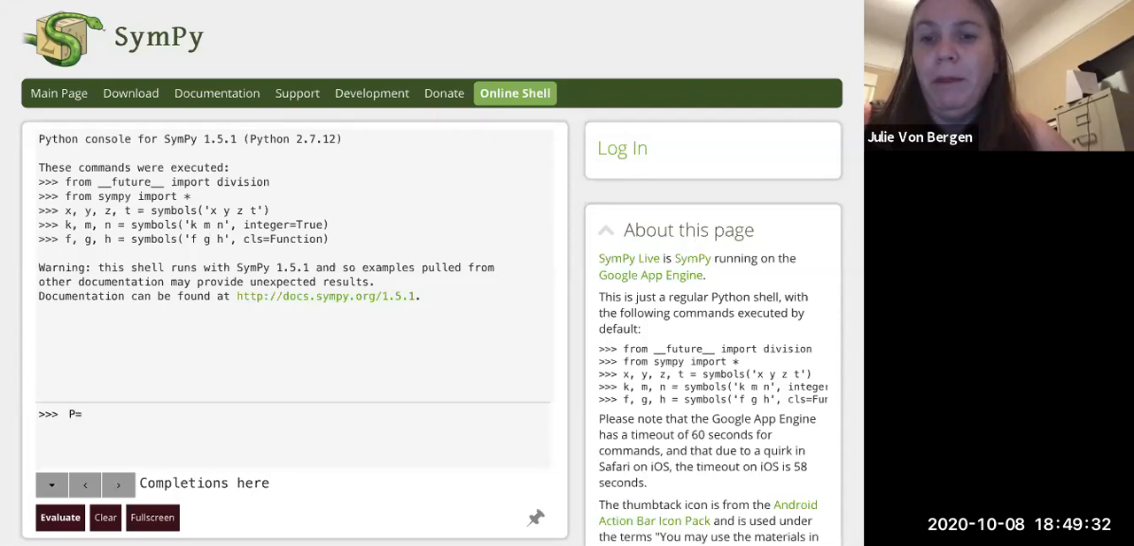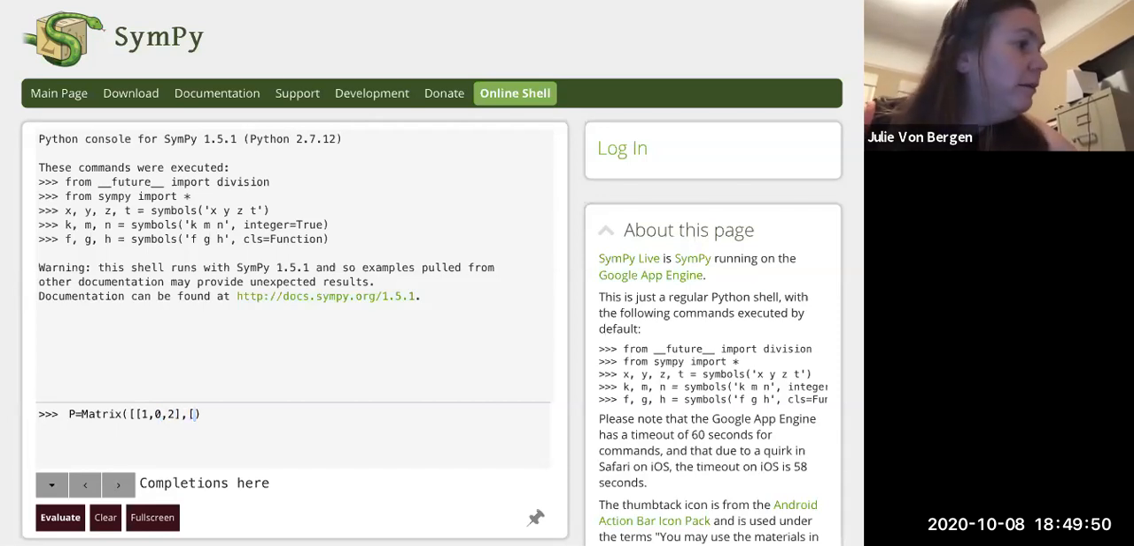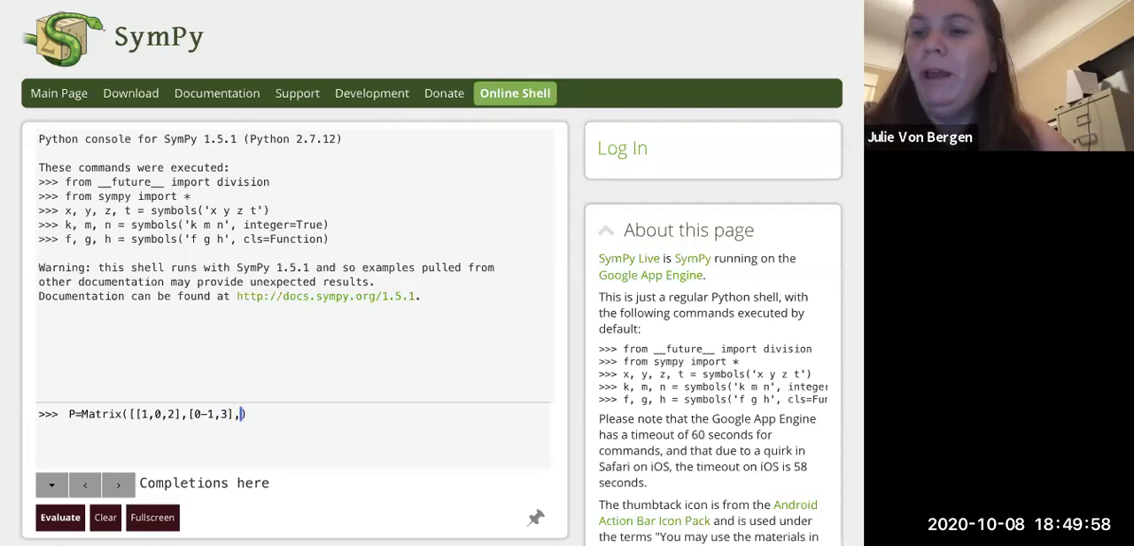So I'm going to call my matrix P. I think SymPy is okay with me using letter P in the matrix. Sometimes SymPy doesn't like certain values. So the first row of matrix P was 1, 0, 2. And then the second row is 0, -1, 3. And the third row is 1, 2, and -5.